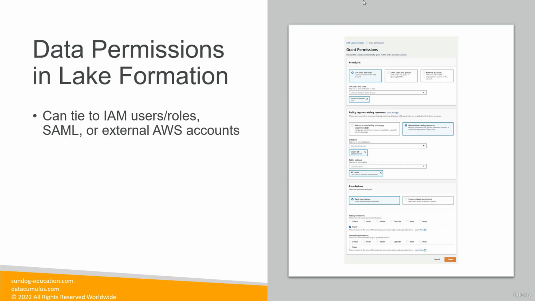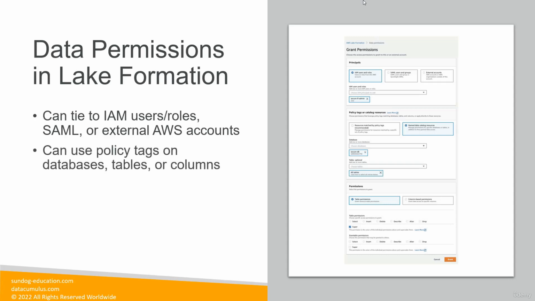So just by studying this UI screen, you can understand a lot of what the capabilities are. Starting at the top, you can see that you can tie your permissions to IAM users or roles, to SAML users and groups, or to external AWS accounts even. Those are all possible. And you can just build up a list of the different principals that you want to tie a specific set of permissions to.